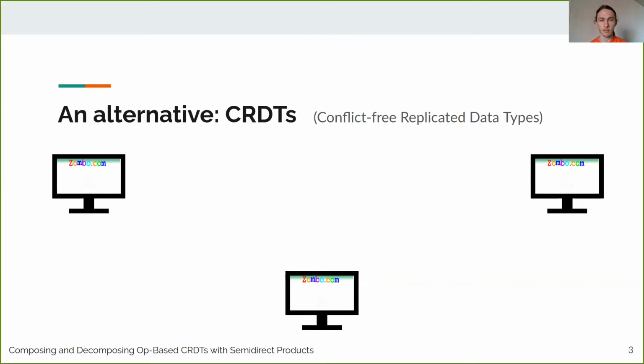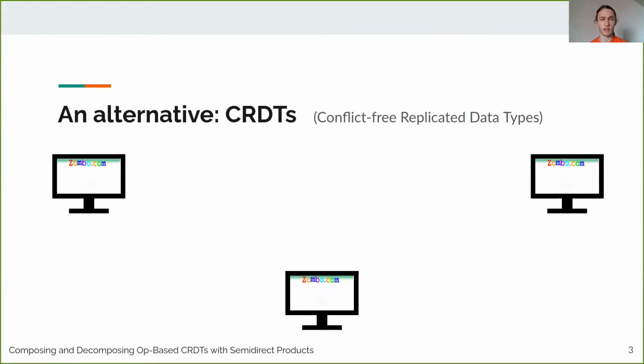So CRDTs provide an alternative way to build applications that use shared state. CRDT stands for conflict-free replicated data types. And basically, they're like ordinary data types, except that they're shared between a group of users and they intelligently sync up with each other in the background.